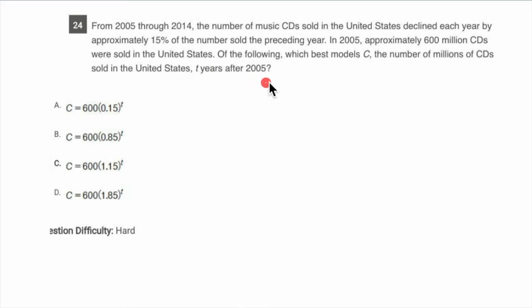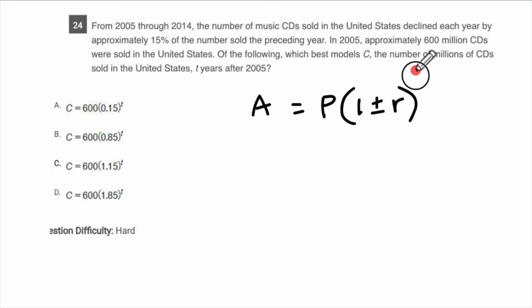years after 2005? They assume that you know this equation. A equals principal or starting value, depends what you're talking about, plus or minus the rate, to the T power, which would be the time power. So we're trying to figure out what it's going to be, A, after a certain amount of time. So we know the starting amount. It says in 2005, approximately 60 million CDs were sold. So we're going to start with 60 million.